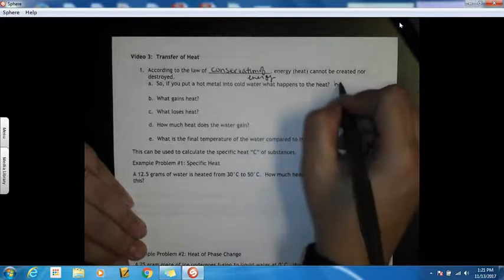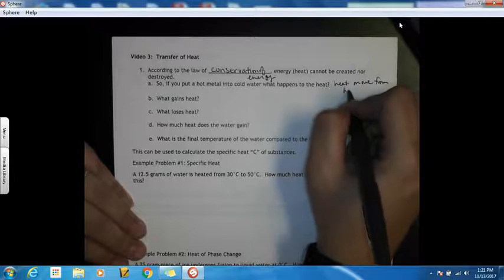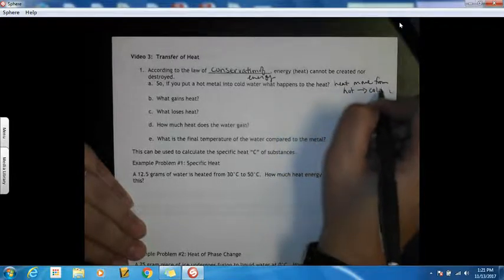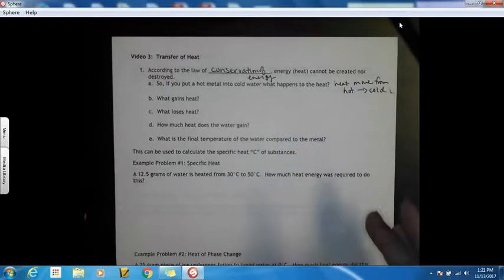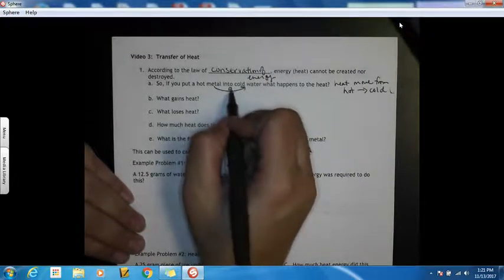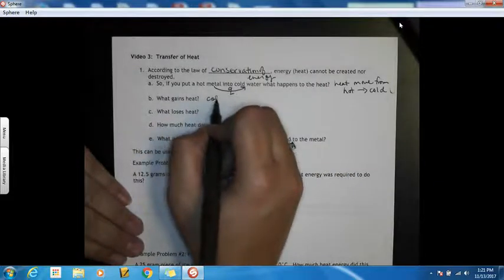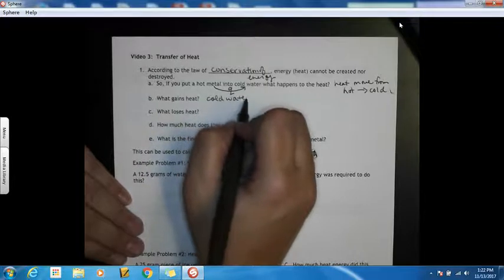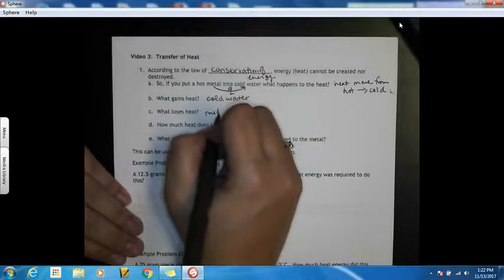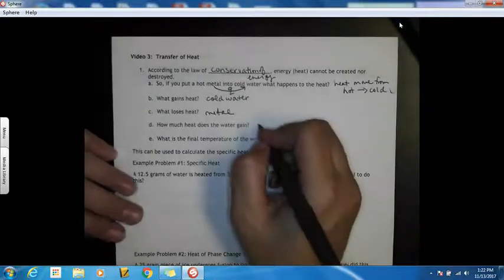Well, heat will move from hot to cold. Right, so if it moves from hot to cold, that means our hot metal is going to transfer heat into our cold water. Okay, so what's going to gain heat? Well, our cold water. What's going to lose heat? Our metal. How much heat does the water gain? Well, if we have to conserve energy, the water has to gain as much as the metal loses.